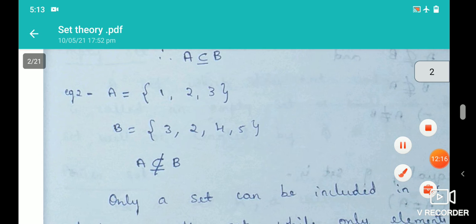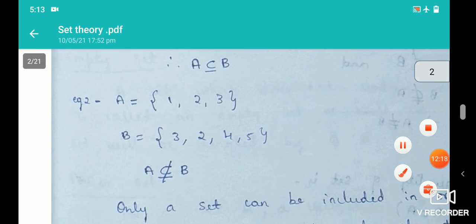No, right? So here A contains 1, 2, 3 and B does not contain the element 1 here.